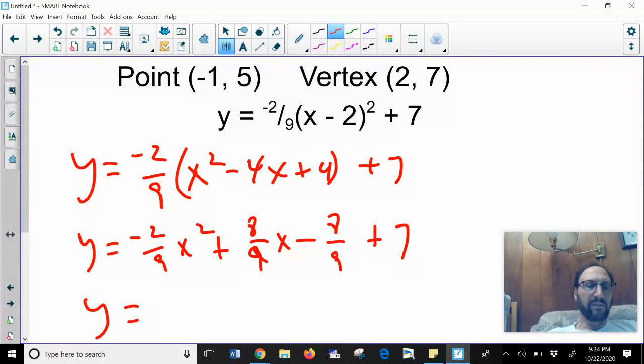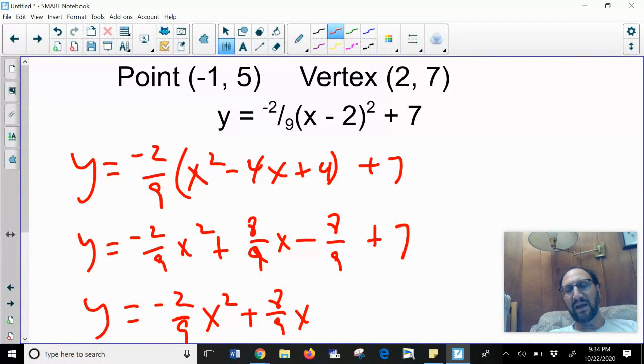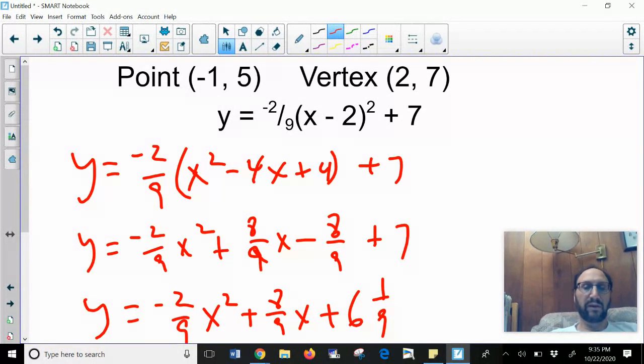The only thing we can combine are the like terms. So I'm going to have negative 2/9 x squared plus 8/9 x. And this is 8/9 from 7, so it's going to be 6 and something. Think about this. If I was subtracting 1 from 7, it'd be 6, but this is 8/9, which is almost 1. So it's going to be 6 and 1/9, because 1 minus 8/9 is 1/9. So there you go. There's the final equation in standard form.